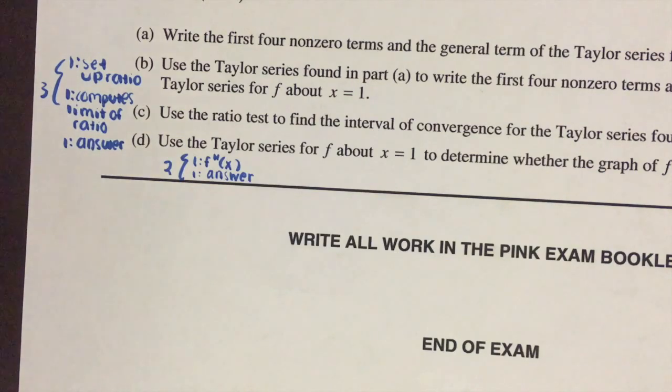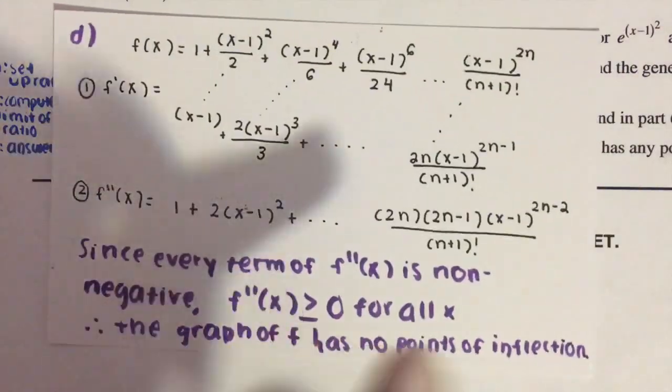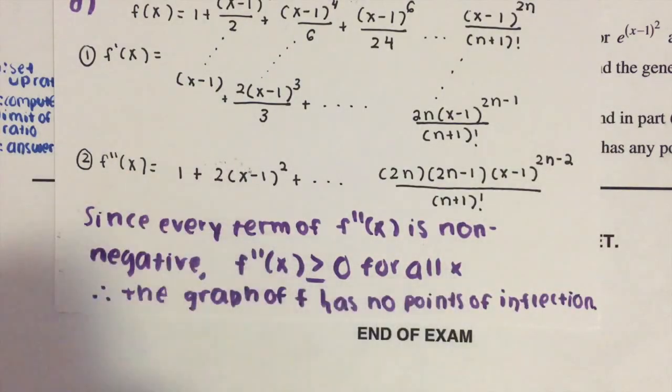And then lastly, for Part D, you were asked to find this Taylor series of f to determine whether f had any points of inflection. So for that one, you were given 1 point for finding the second derivative, as you can see here. And then you were given 1 point for your answer that has no points of inflection.